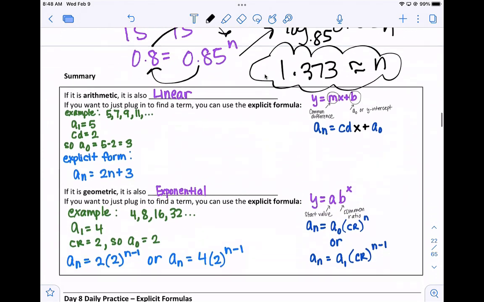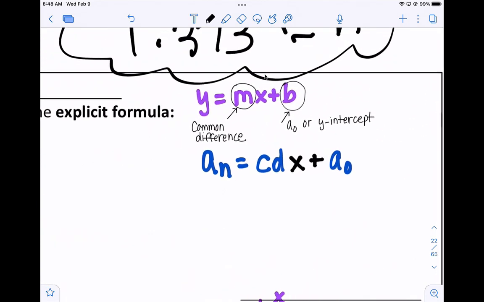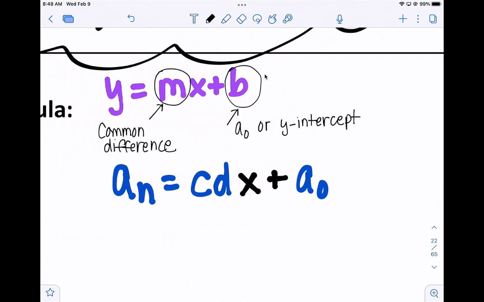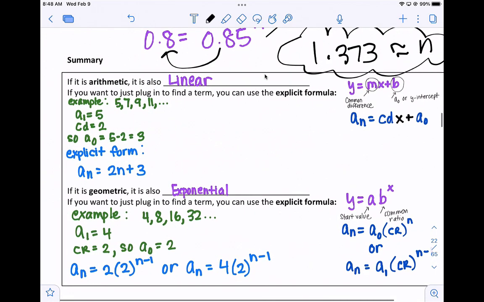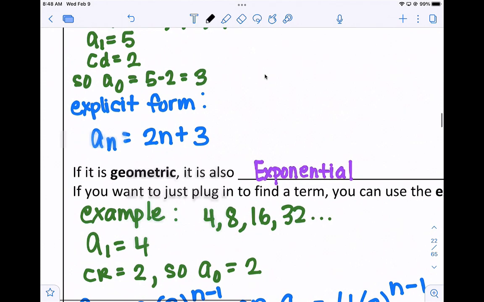So to review, if it's arithmetic, it's also linear. You want y equals mx plus b. You need the common difference and the y-intercept, so you can plug that in. If you take a look, here's an example. 5, 7, 9, the starting value is 5, the common difference is 2. If you want the 0 term, we would do 5 minus 2, go backwards, and then the explicit form, a sub n equals 2, the slope, times the term number, plus the starting value of 3.